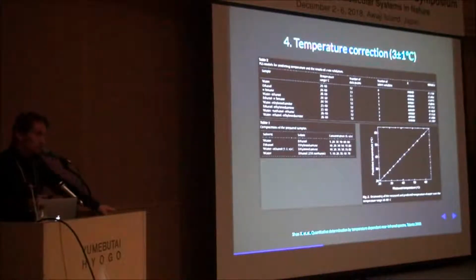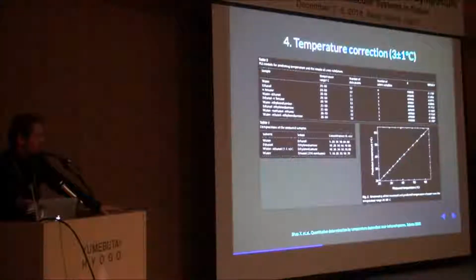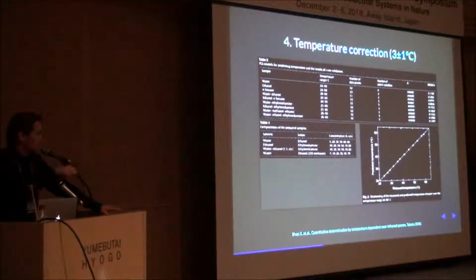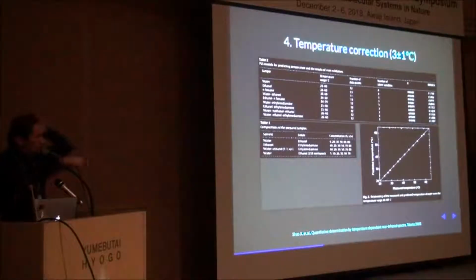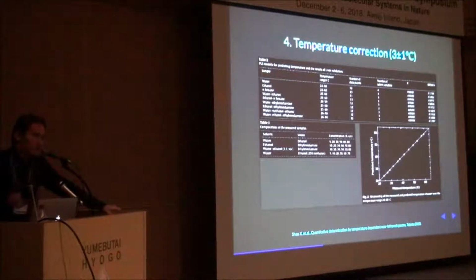Okay, now to the main problem, temperature correction. Here, again, I'm using another paper, quantitative determination by temperature dependent near-infrared spectra. This paper was published in Talanta in 2010, so a pretty respectable journal. This is a Chinese group. This is at the same time an example of what to do and how not to do it. Don't get me wrong, this is a very good paper.